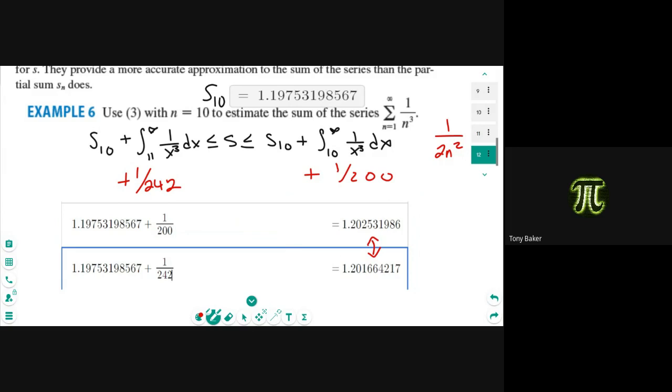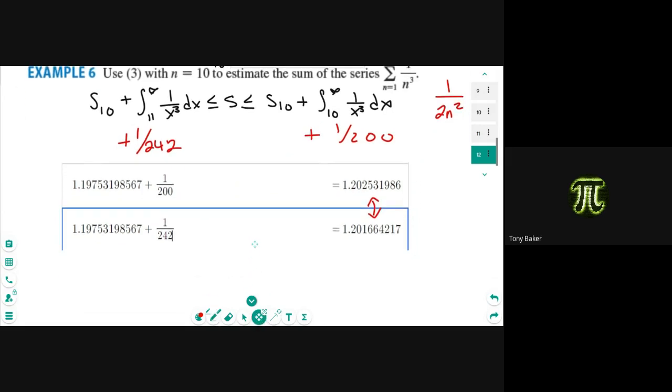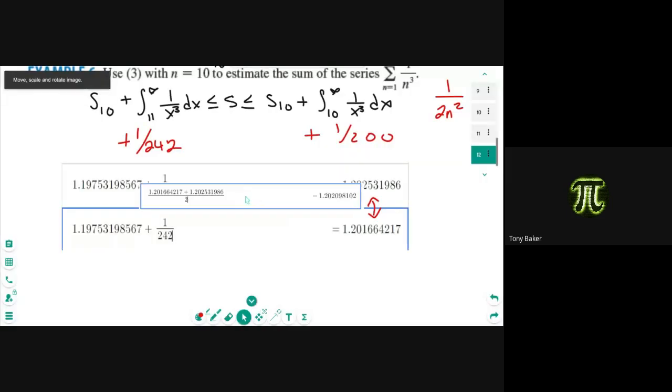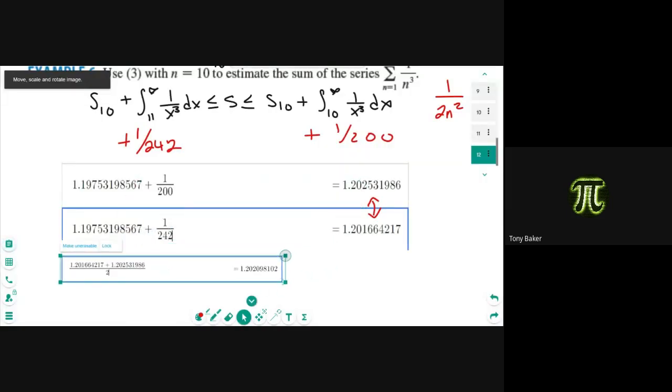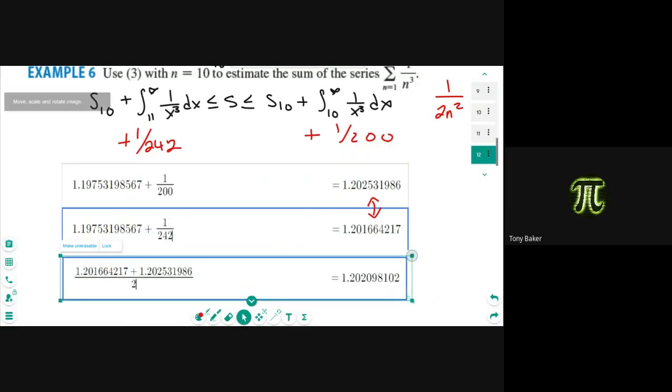What would be the simplest number to find between any two numbers? Yeah, the average, the middle, right? So if we found the middle number of those two, the middle number is 1.202098102.